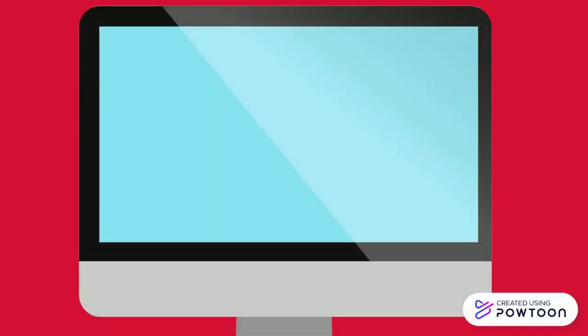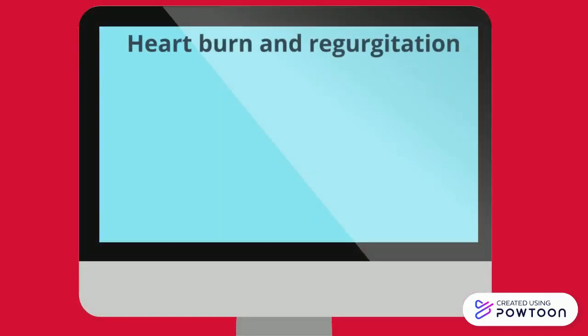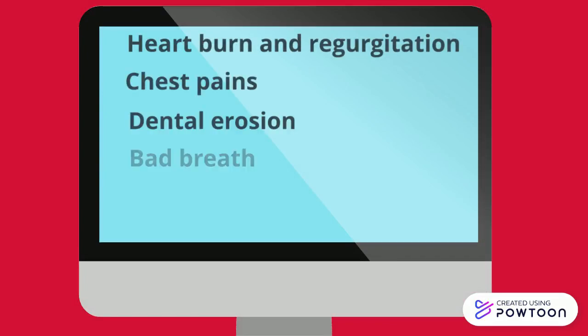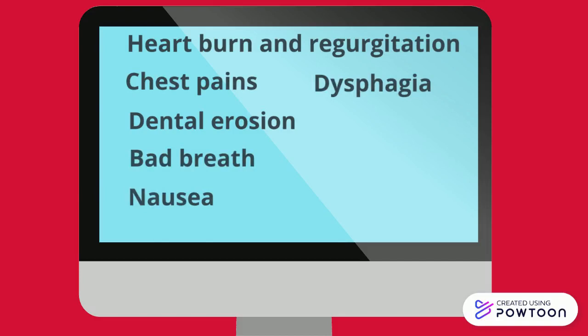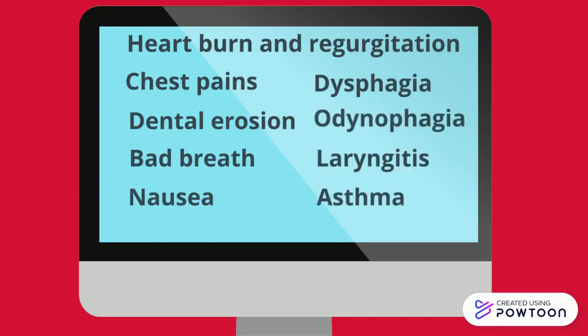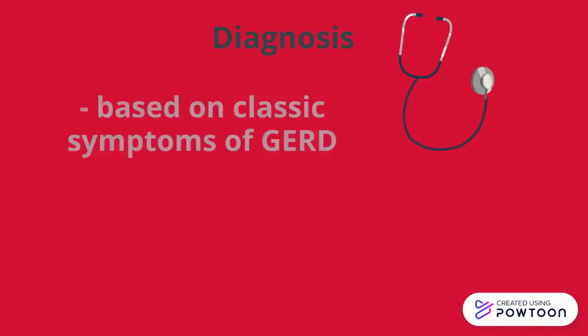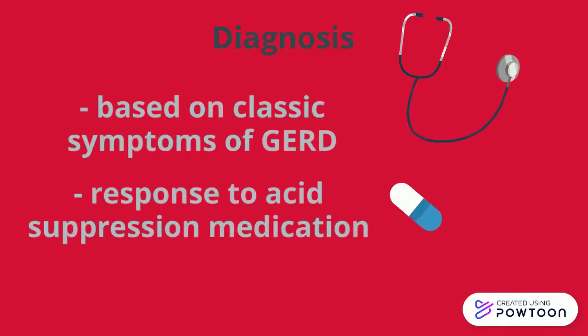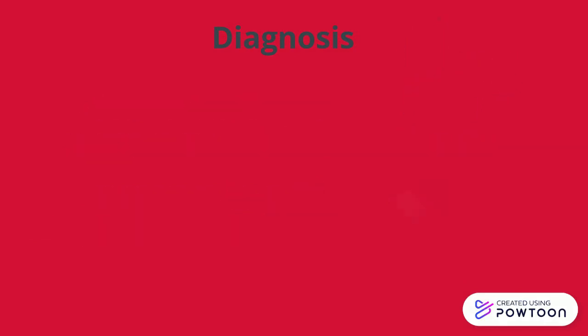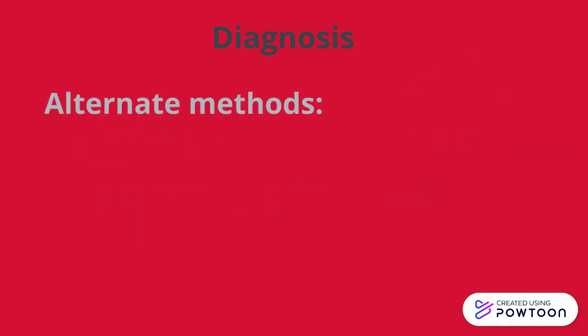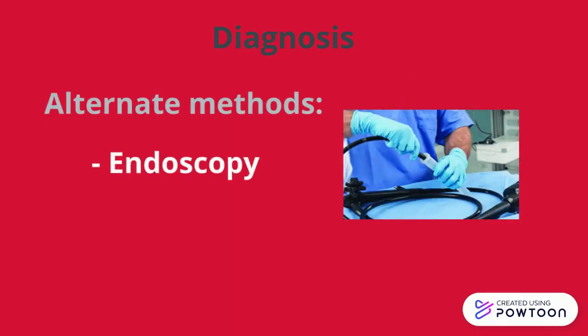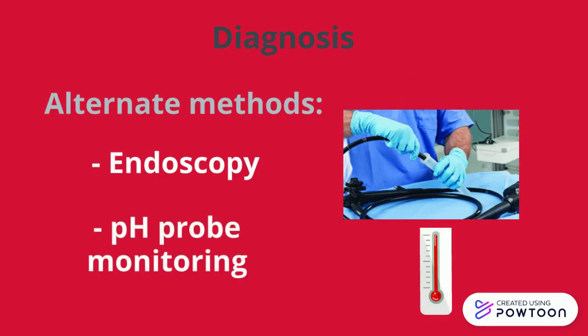The most common symptoms of GERD include heartburn and regurgitation. There are also many others, including chest pains, dental erosions, bad breath, nausea, difficulty swallowing, pain when swallowing, laryngitis, and finally asthma, as the acid can trigger bronchospasms. Diagnosis is usually based on the classic symptoms, as well as response to acid suppression medication. There are also other procedures to identify this disease, which include endoscopy to view mucosal damage and probe monitoring of the pH in the esophagus.